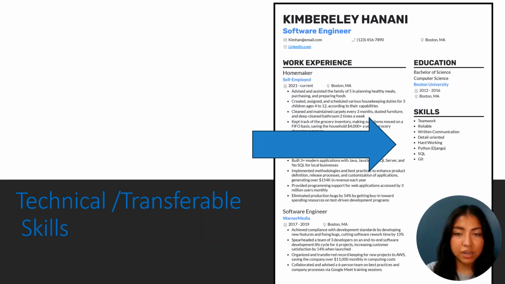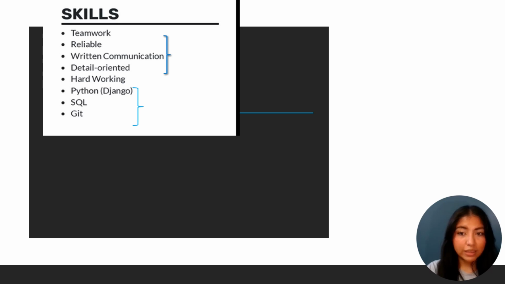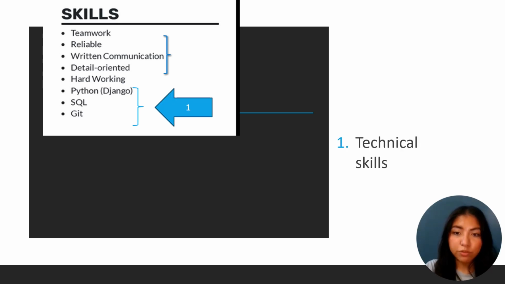In this next section of the resume, we'll talk about the skills. Here we'll highlight the technical and the transferable skills. When listing your skill set, there are different types that we want to mention. The first one is the technical skills, also called your hard skills. These are skills that are measurable and usually acquired through formal education or training. And these are very job specific.